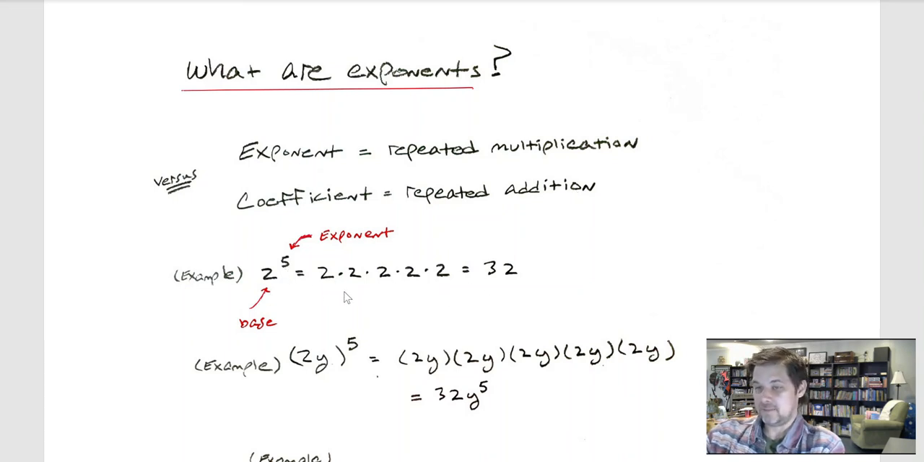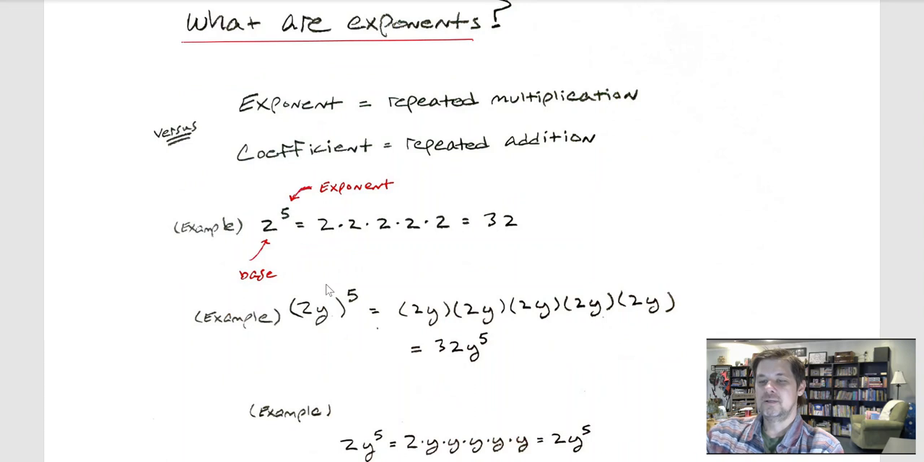And so here I have that. 2 times 2 times 2 times 2 times 2. I got 5 of them. And then if you just do the math there, I'll get 4. And then if I multiply by 2 again, I'll get 8. Then times 2 again, 16. Then times 2 again, I'll get 32. All right? So in its most simple form, that's what an exponent is.